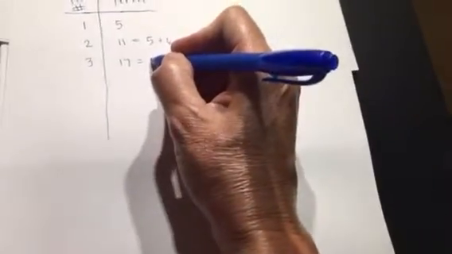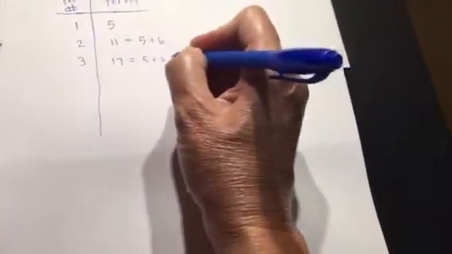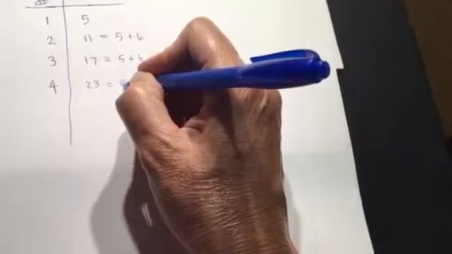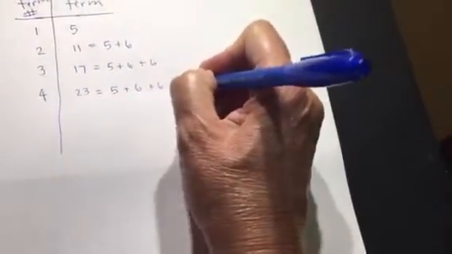But don't look at the final result. Look at how you got 17. Well, that was 11 plus 6. And 11 was 5 plus 6, so 5 plus 6 plus 6. And then term number 4, that's 23. But don't look at the 23. Look at how you got 23. 23 was 17 plus 6. 17 was 5 plus 6 plus 6, so one more 6.